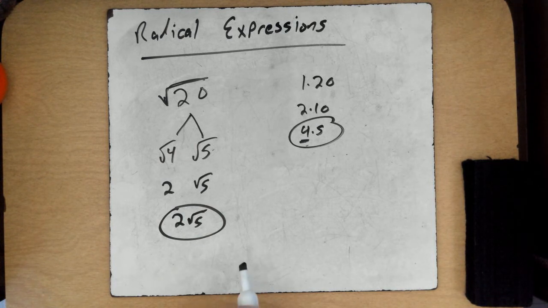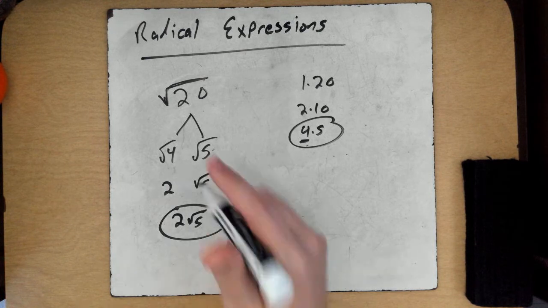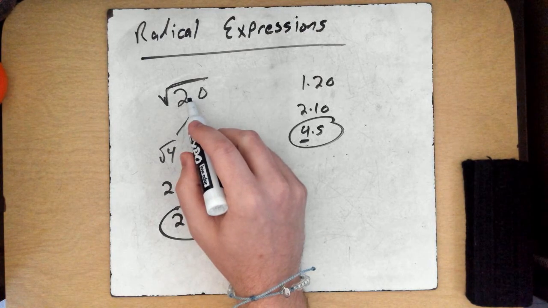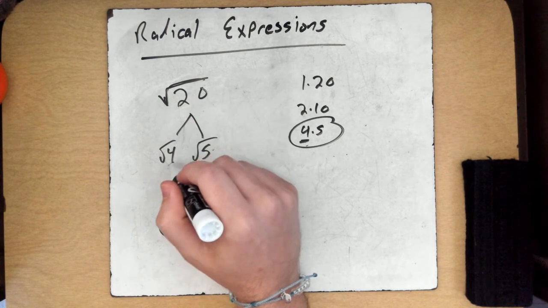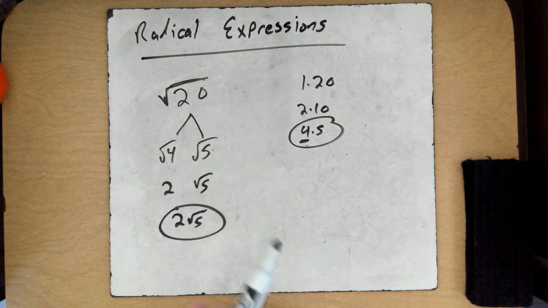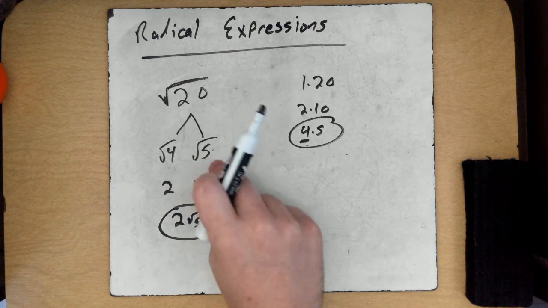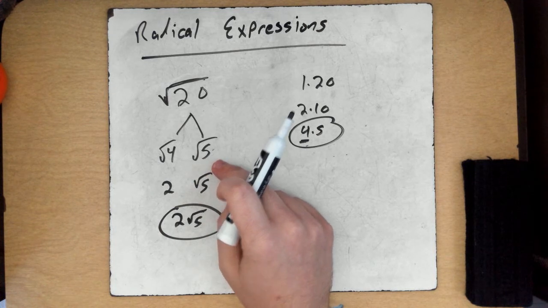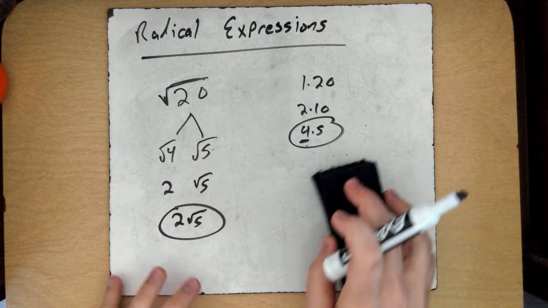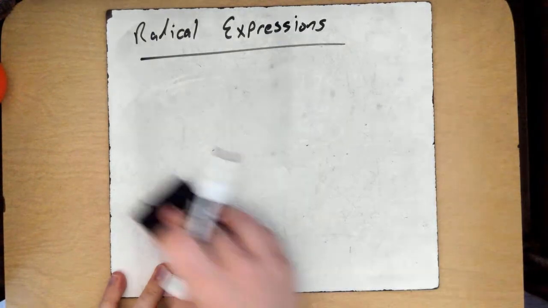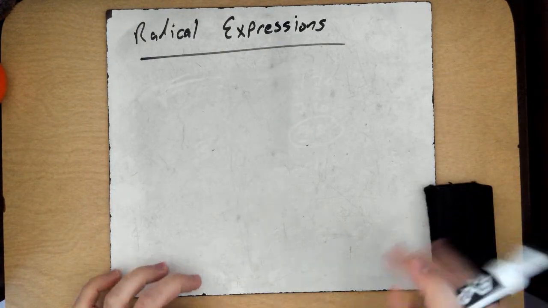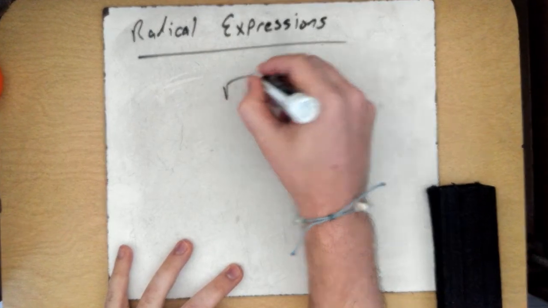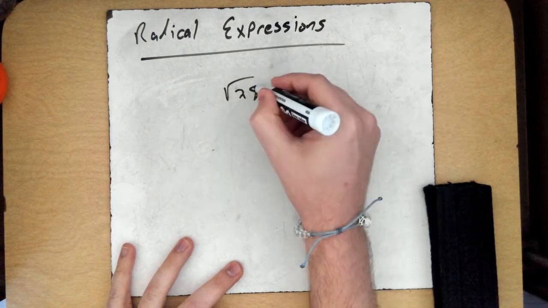So we're thinking of two numbers that multiply to our number under the radical, in which one of those numbers is a perfect square. Okay, that's what we want, and the other number has to be the lowest form. I'll show you an example of how that works out in a sec. So let's try a different number here. Let's do the square root of 28.